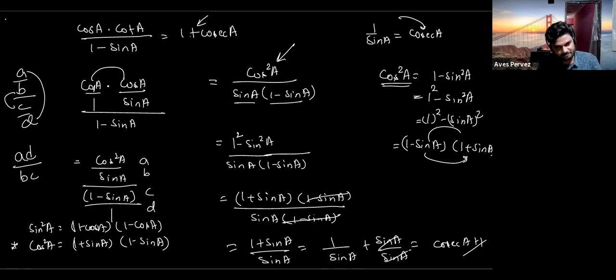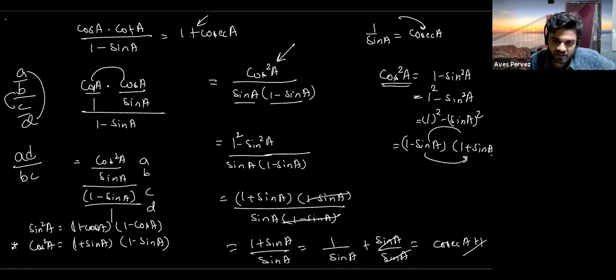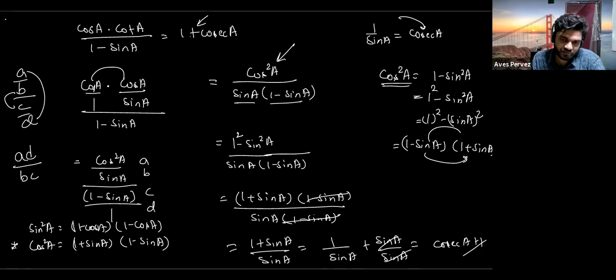Got it? So please repeat the last thing. Up to here you have understood, or do I have to explain this again? Yes, sir, the down one. Okay, what you have written here is 1 plus sin A upon sin A. And actually we don't need the denominator, because in our answer there is no denominator.